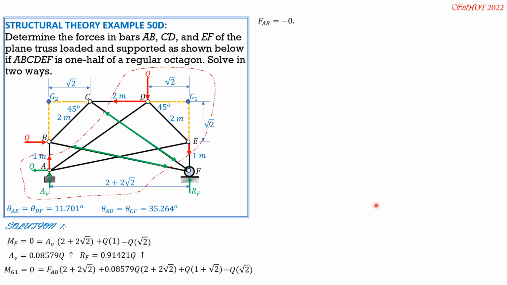So solving for FAB is negative 0.2929 of Q, and that's the answer. FAB is 0.2929 Q compression.